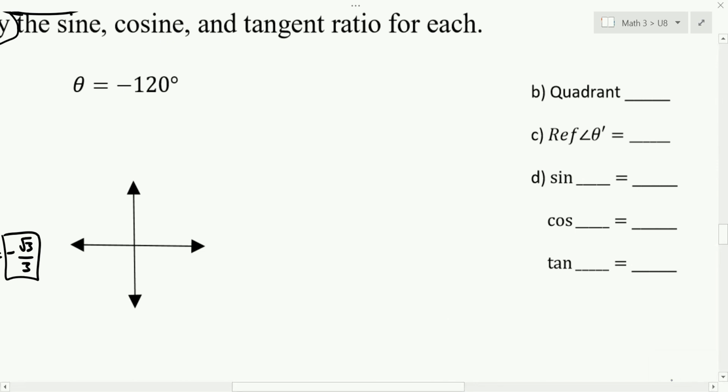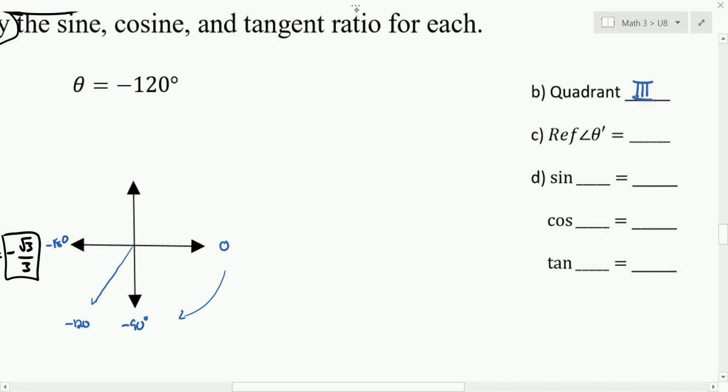Okay, Seth, where's negative 120? What quadrant? Quadrant 3. Because this is 0, we're going the negative direction, negative 90, negative 180, so negative 120, right here.